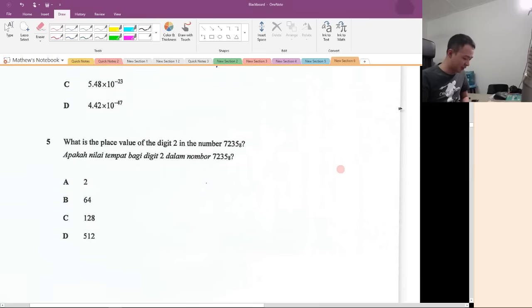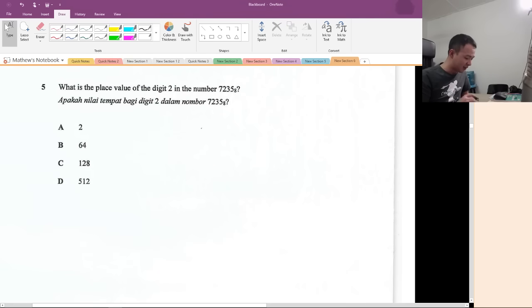Alright, so let's move on to the next one. This question is a bit tricky because they want the place value. They are not asking about the value of 2. They want the place value of 2 here.